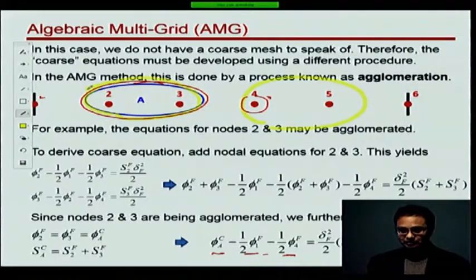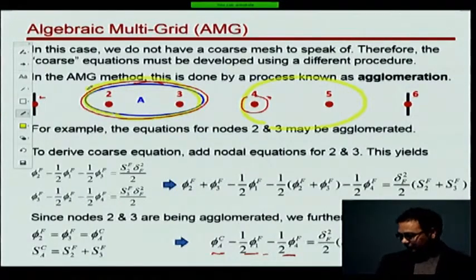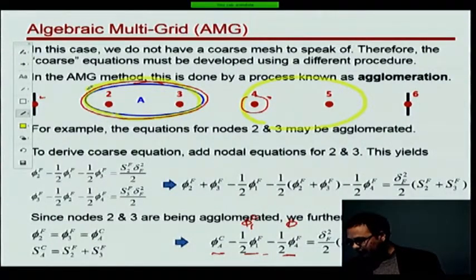So it is a coarse mesh equivalent. As I said, you could also agglomerate 4 and 5 and reduce it further. But if I don't agglomerate any further, then my phi 1f is the same as phi 1c, and my phi 4f is the same as phi 4c. So now I have a coarse mesh equation essentially.